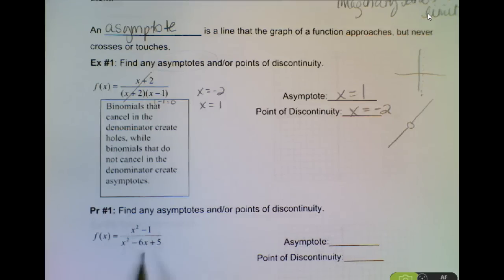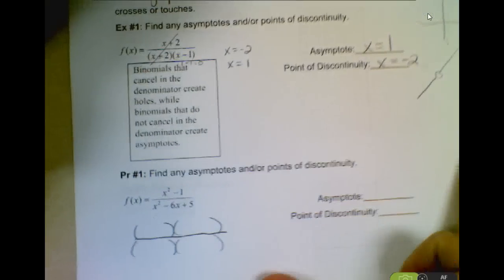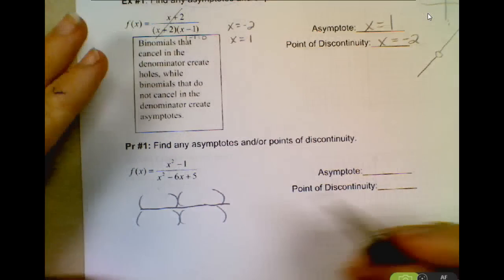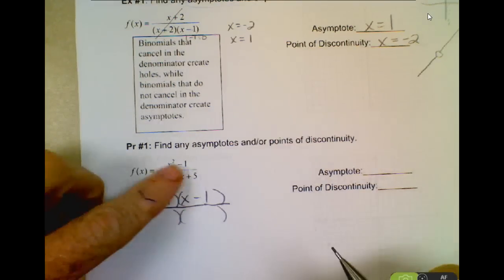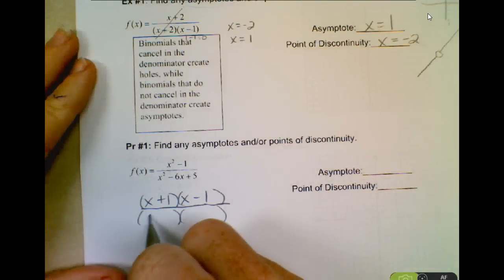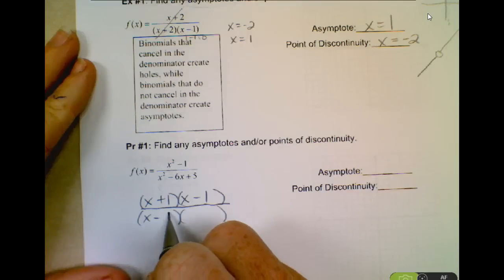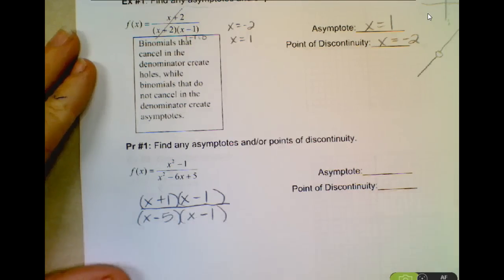So what you're going to want to do here is factor this first. So go ahead and do that, factor the top and the bottom, before you can determine what is a hole or an asymptote, and you would need to factor both of those. So on the top, you should have gotten x plus 1, x minus 1, that's a special case polynomial, and on the bottom you should have gotten x minus 5 and x minus 1.